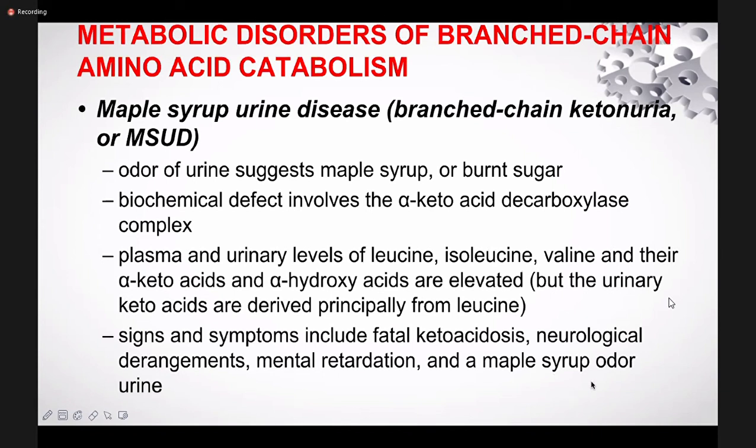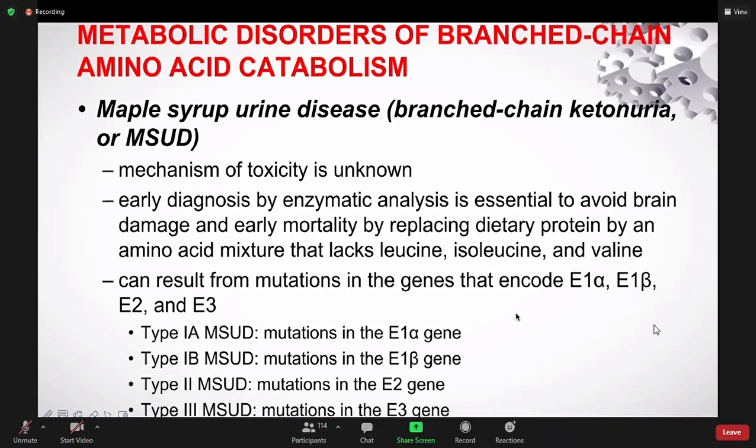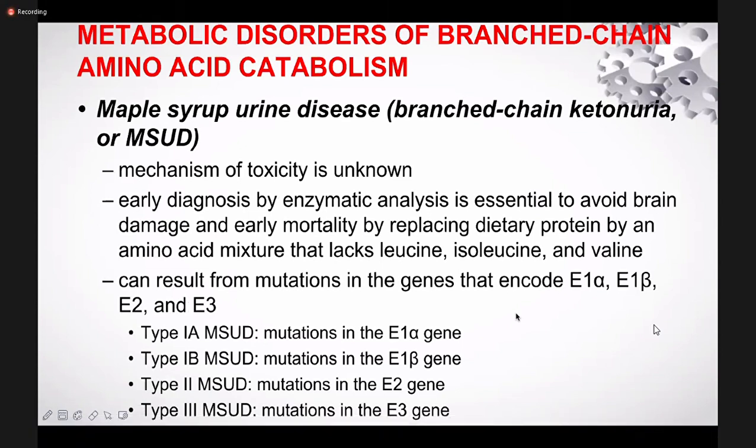So the mechanism of toxicity is still unknown, but early diagnosis by enzymatic analysis is essential to avoid brain damage and early mortality, by replacing dietary protein with an amino acid mixture that lacks isoleucine, leucine, and valine. So, dietary modification again. Since there is a problem in breaking down these branched-chain amino acids, replacing them can help in avoiding brain damage and mortality.